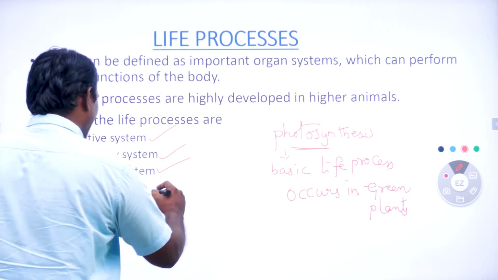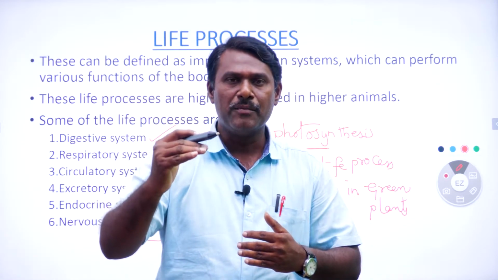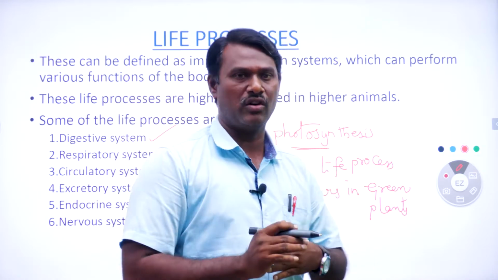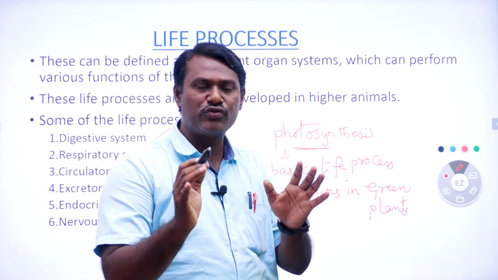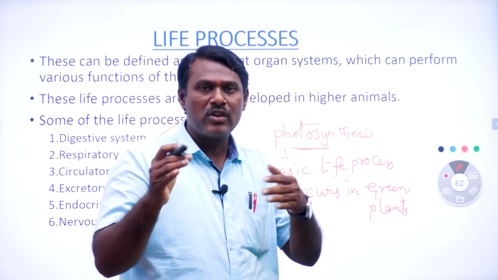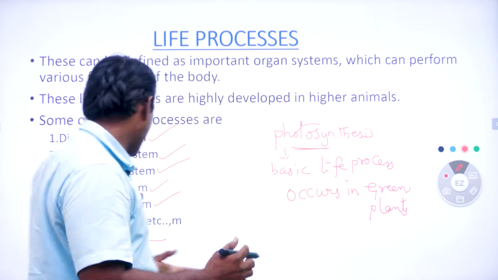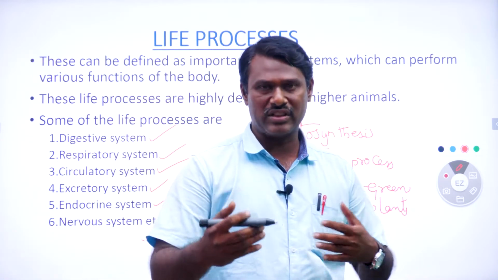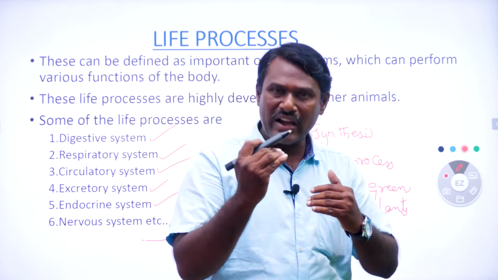Next one is the excretory system. The excretory system can be defined as the process of removal of undigested waste from the body. That is called excretory system or excretion. Next one is the endocrine system, which is specially useful for the secretion of hormones. Hormones are very important to bring control and coordination in human beings. And the last one is the nervous system, which includes the brain, neurons, everything. These are different types of organ systems which occur in human beings.